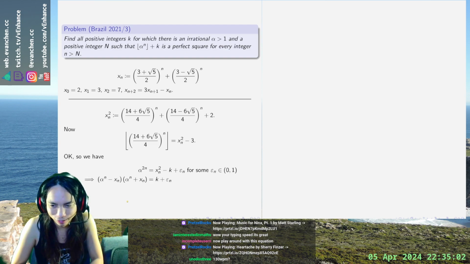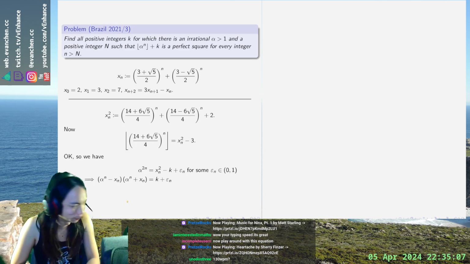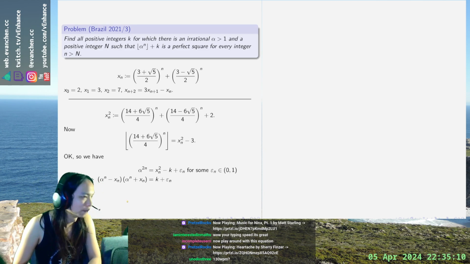I'm about 150-ish, I think. I'm not 100%. It's been a while since I've measured it.